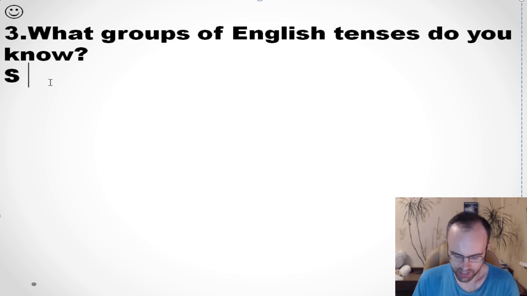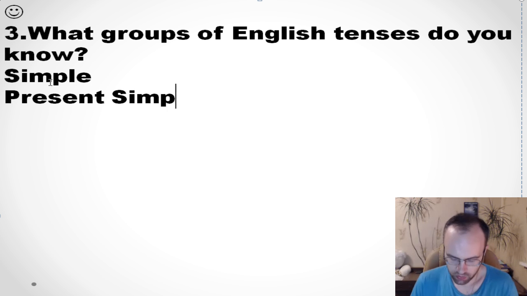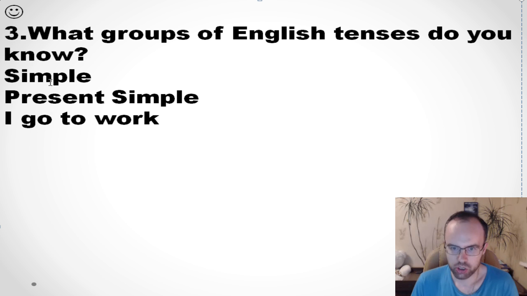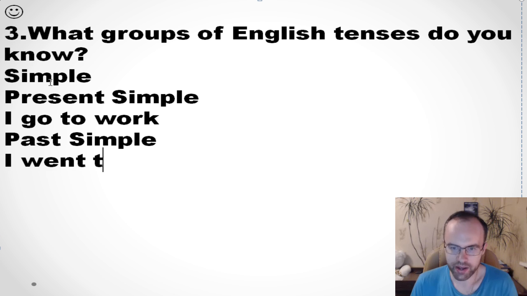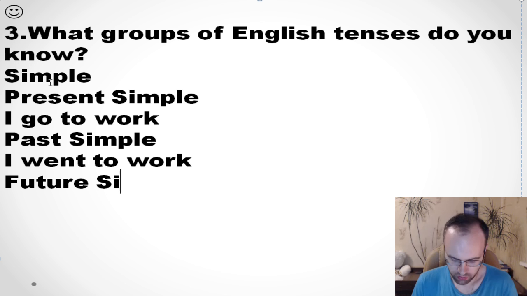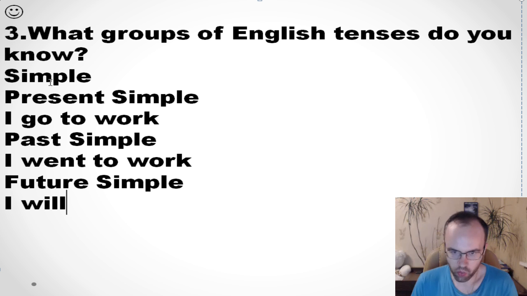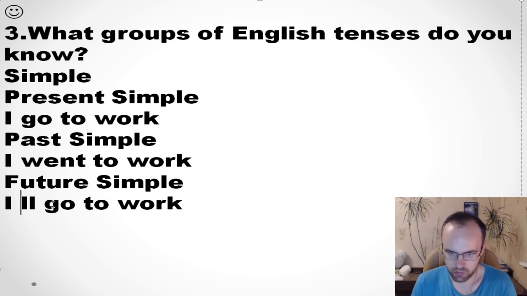So, let's start with simple. You know present simple. Present simple. It's like, I go to work. Past simple. I went to work. Future simple. I will go to work. Or we use its short form, I'll go to work. So the first group is simple, okay?